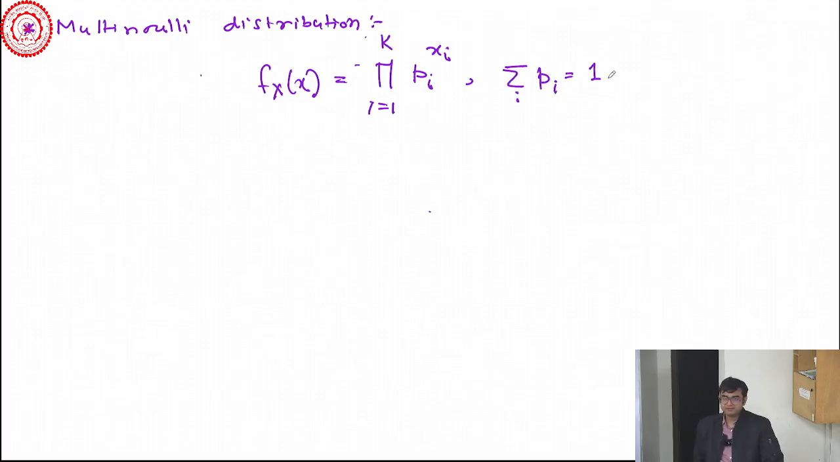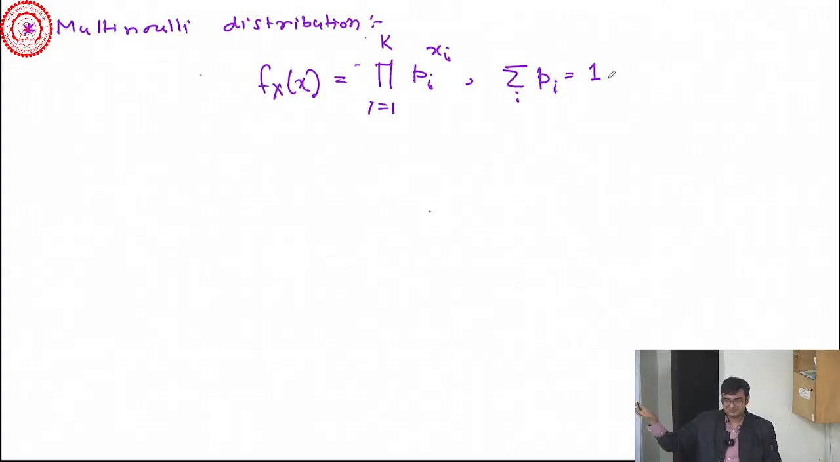So how many parameters are there in this case? What is the number of parameters? K minus 1, because the last one is dependent on the remaining. K minus 1, not k. And now you can see that if you put k equal to 2, it will give you exactly the Bernoulli. If you put k equal to 2, you will recover the Bernoulli, because in that case x1 is x, x2 is 1 minus x, right? So you will recover that.